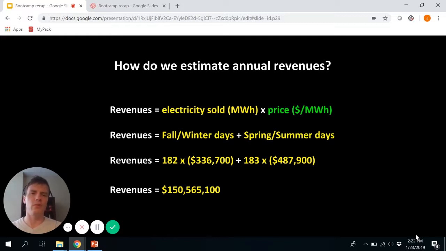And so all we have to do is multiply the number of fall and winter days that we have times the daily revenues for that particular type of day. So 182 times 336,700, plus revenues on all our spring and summer days, and that would be 487,900 times the number of spring and summer days, or 183. If we add this all up, what we get is total annual revenues of $150,565,100.